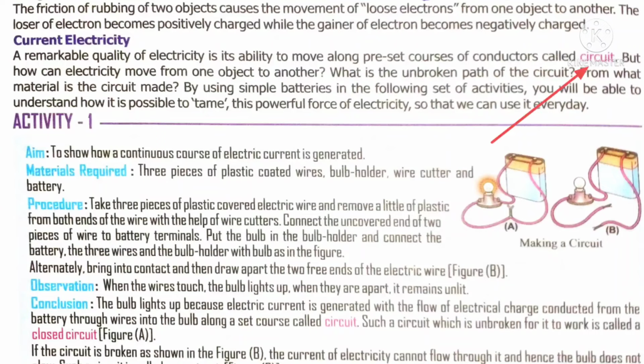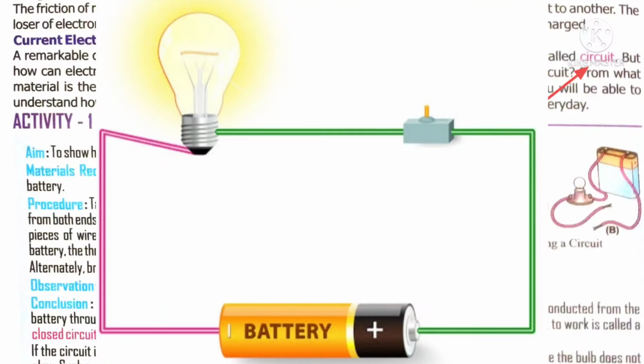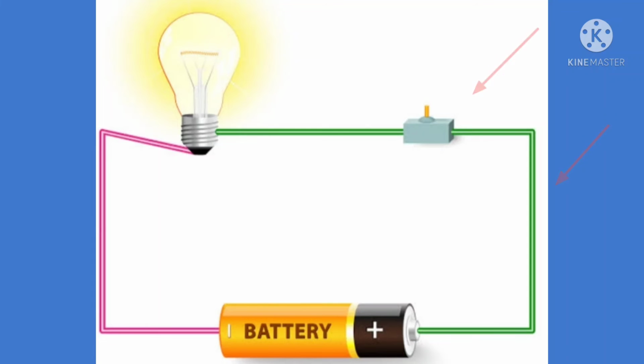Here the question is, what is a circuit? It is a loop in which electrons flow. It is called a circuit. Here is Activity 1 to show how the continuous flow of electric current is generated, that is, to make a circuit. In order to make a circuit, we require 3 pieces of plastic coated wires, a bulb holder, a wire cutter and a battery. Now we are going to connect the electric wires, and both the terminals of these wires are connected to the 2 terminals of the battery. You know a battery has 2 terminals, one plus, one minus. So the 2 terminals of this wire are connected to the battery.